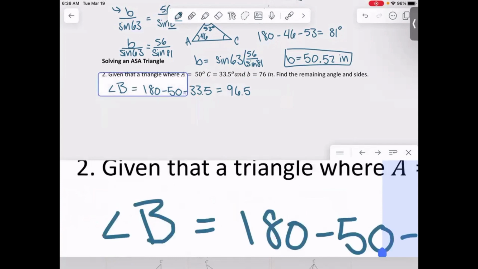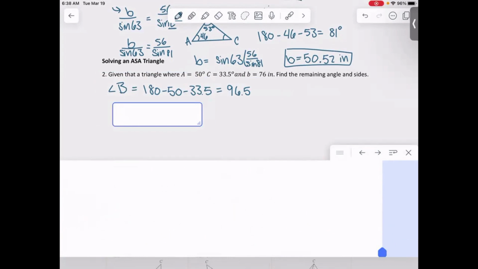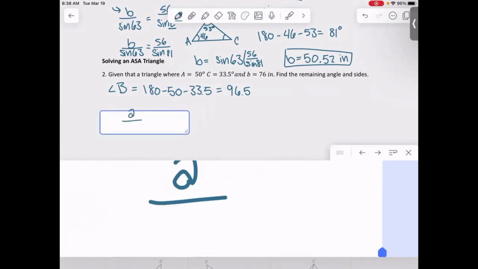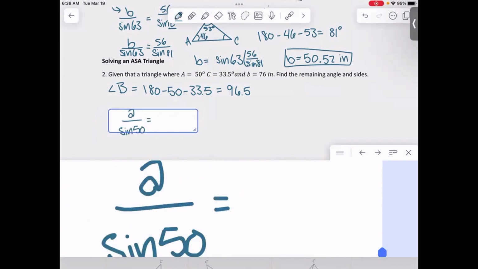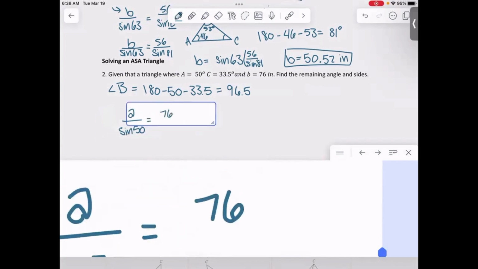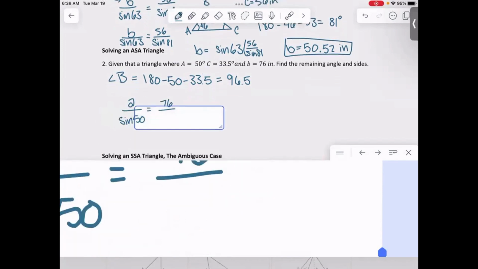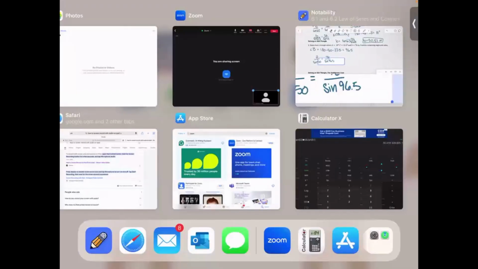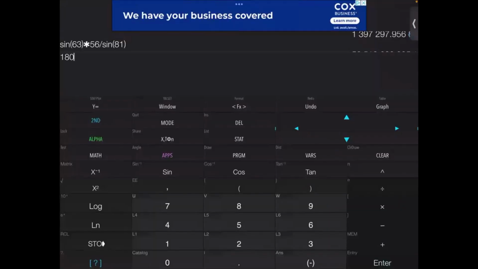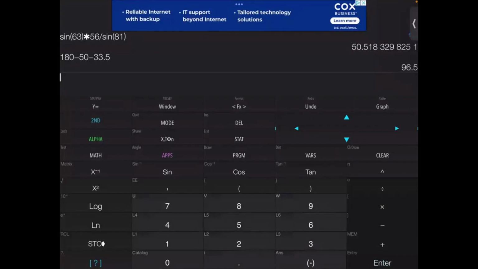Now that I know angle B, I can use the law of sines. Before I knew angle B, I couldn't use it. So you could say A, because I also need to find side A, divided by the sine of angle A, sine of 50, equals B, my side B was 76, divided by the sine of angle B, which is 96.5. Okay, I'm just going to double check: 180 minus 50. Cool. My math was mathing there.